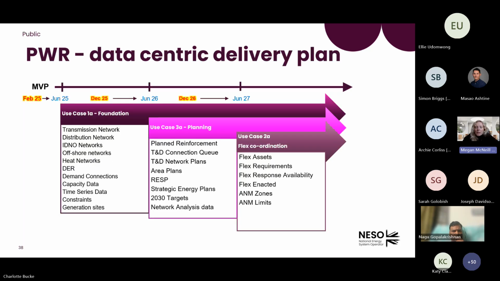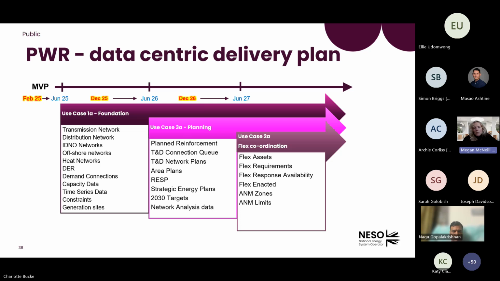As mentioned, PWR is a 4-year project. We launched in January of this year. So far we have released an MVP in July, and then we released a first release of use case 1 last month. Currently we're in the process of demoing our first release of use case 1. It's at very early stages. We are continuing to build on the foundation model, so as new data comes in, we will be planning on ingesting that.